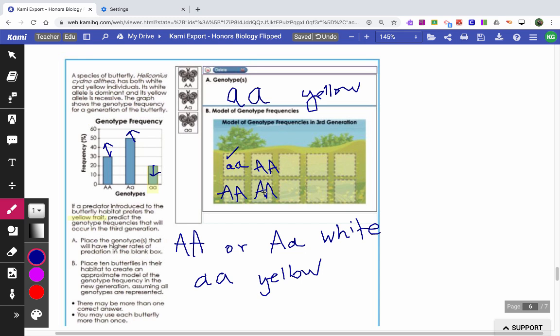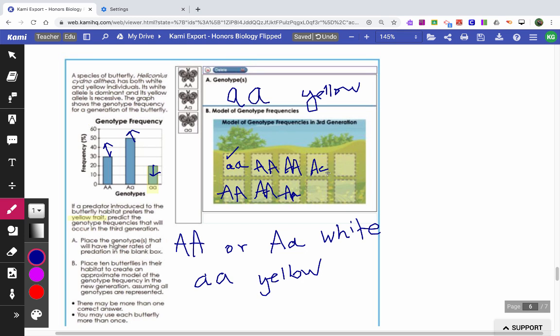So they started at 30, and I want to make a prediction that they're going to go up. So I'm going to put them at 40. And then that would mean that I have just the big A, little a staying the same. So I think that's an okay prediction. That is one of the correct answers.